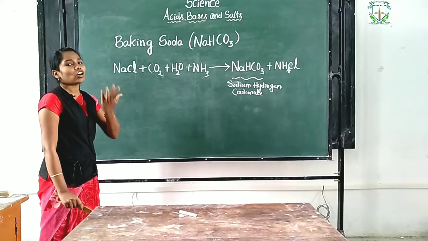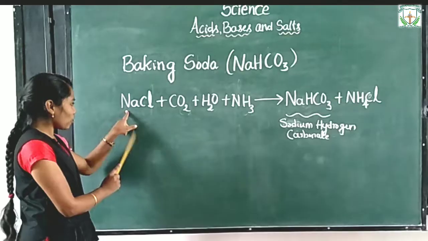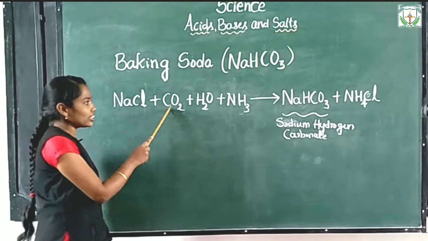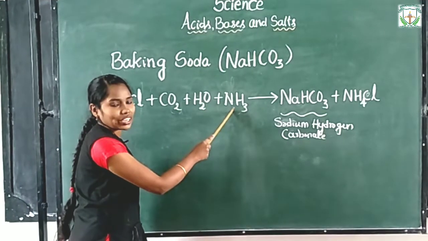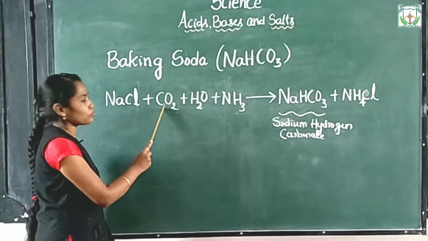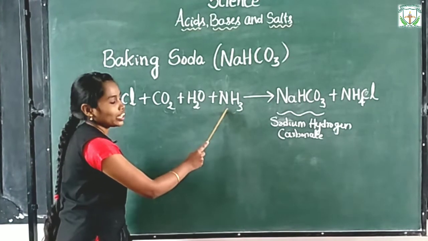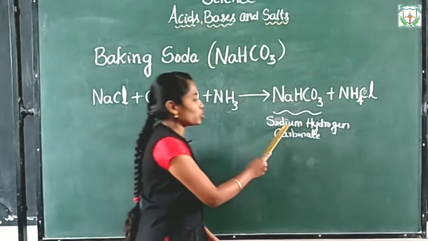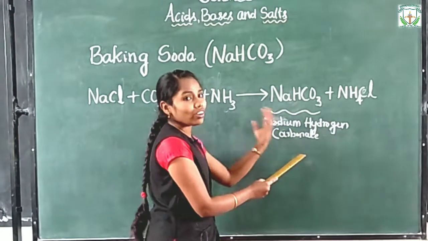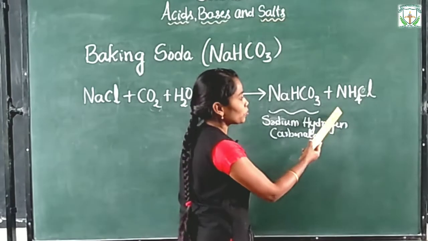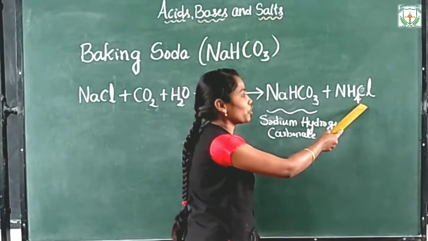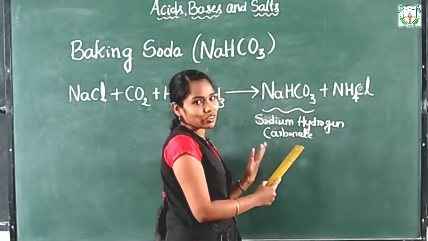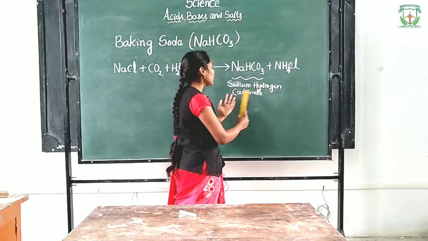By using common salt, NaCl, as a raw material, with carbon dioxide as a reactant, and also water and ammonia. So NaCl, carbon dioxide, water and ammonia all react to form sodium hydrogen carbonate. Along with this, one more salt, ammonium chloride, is formed. So from this reaction two salts are formed, but we require only the baking soda, that is sodium hydrogen carbonate.